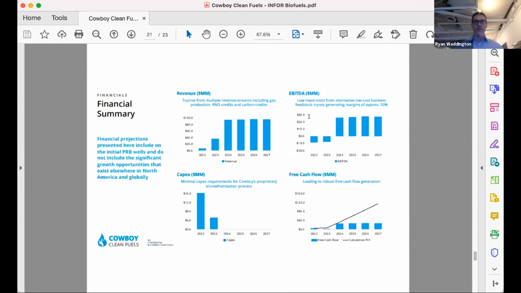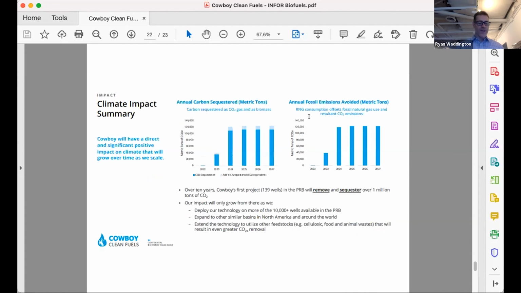So if you saw a similar pro forma for a traditional RNG project, you'd see a very different profile, probably lower margins and much more significant CapEx. And finally, because our gas is carbon negative with a CI score, that's a carbon intensity score, of about minus 20, on our first project, we'll remove and sequester over 1 million tons of CO2 just over the first 10 years of operations. We expect our projects to be able to run essentially indefinitely, similar to, again, a surface level digester. As long as you keep feeding it, it keeps producing gas. The same thing holds for us, including the carbon sequestration part of it.